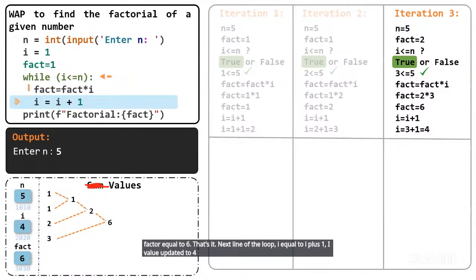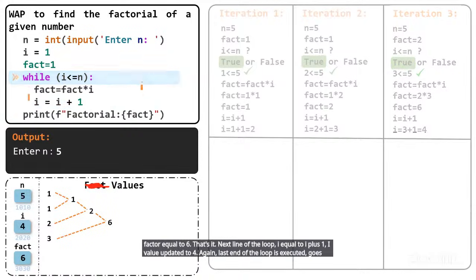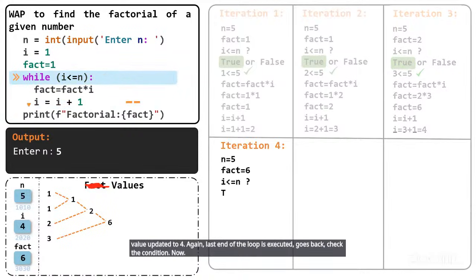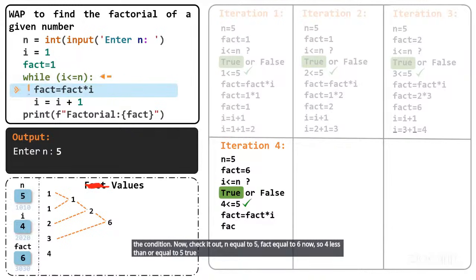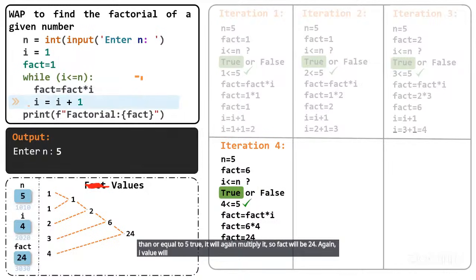Again, the last line of the loop is executed. It goes back and checks the condition. Now check it out. N equal to 5. Fact equal to 6 now. So 4 less than or equal to 5, true. It will again multiply, so fact will be 24. Again, I value will be updated to 5.